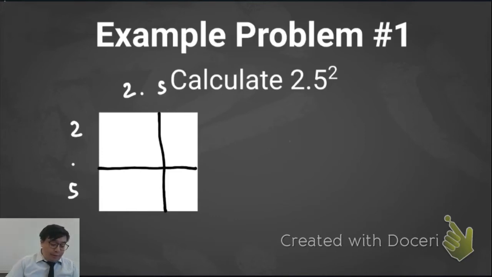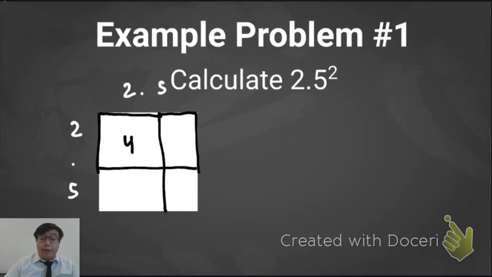So breaking it up, I know this is a square that's 2 by 2. So 2 times 2 is going to be an area of 4. This rectangle has a height of 2 and a base of 0.5. So I know that 2 times 5 is going to be 10. And since there's a decimal, I add 1 decimal place right here.